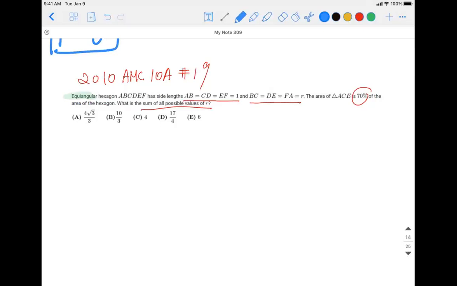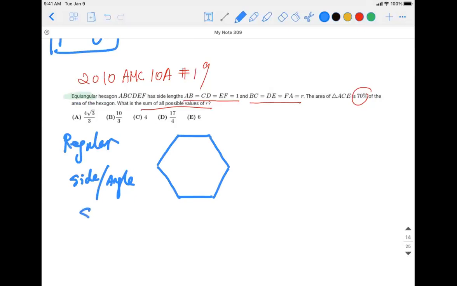So let's do this. A regular hexagon means all the sides are the same, and also all the angles are the same. Side, angle, they must be all the same. That's how we define it, so we can say this is a regular hexagon. But the question says equiangular, which means maybe only the angles are the same, but the sides are not the same. Is it possible? It is possible.